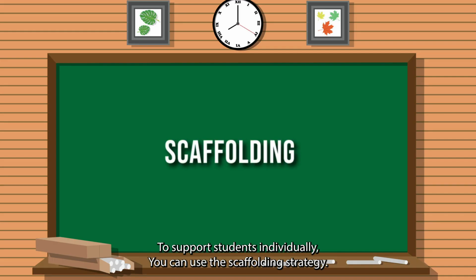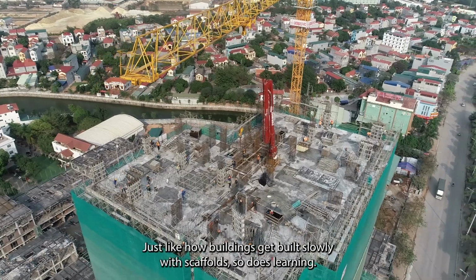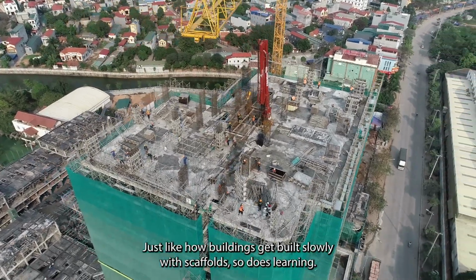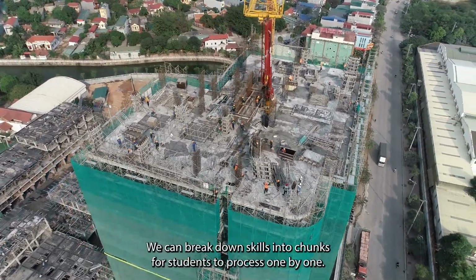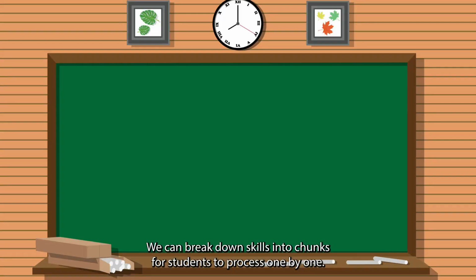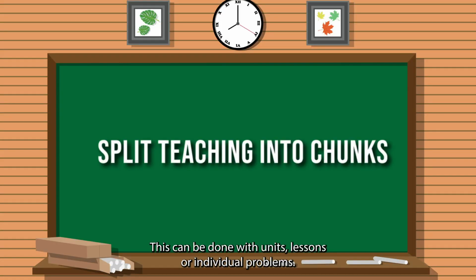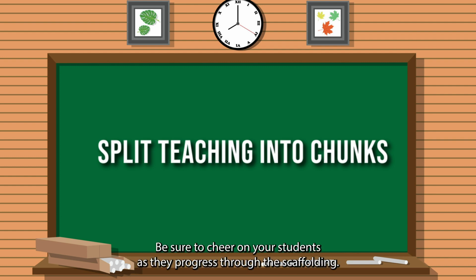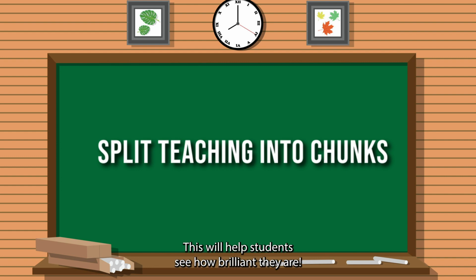To support students individually, you can use the scaffolding strategy. Just like how buildings get built slowly with scaffolds, so does learning. We can break down skills into chunks for students to process one by one. This can be done with units, lessons, or individual problems. Be sure to cheer on your students as they progress through the scaffolding. This will help students see how brilliant they are.